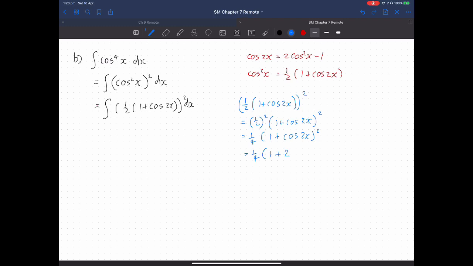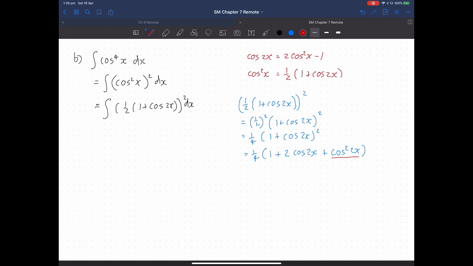2 times 1 times cos 2x, so 2 cos 2x, plus cos squared 2x. This has now introduced us with a little bit of a problem, because we still have a cos squared term that we need to anti-differentiate.